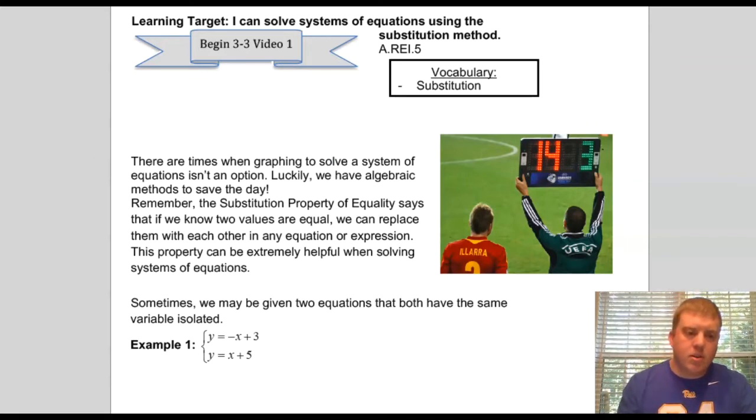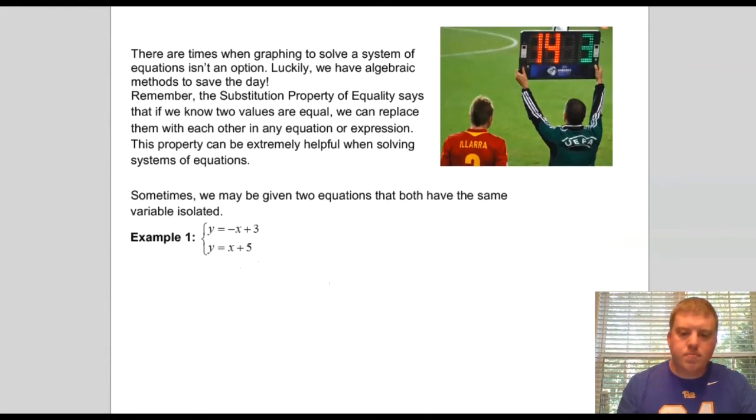The first example we're going to start out with is example 1, where we have two equations that both have the exact same variable isolated. You'll notice that both of these equations are solved for y. We have y equals negative x plus 3, and y equals x plus 5. I'm going to replace this y with something that I know y is equal to. When I look down into the second equation, it tells me that y is equal to x plus 5. So all I'm going to do is replace that first y with what y is equal to, the x plus 5.